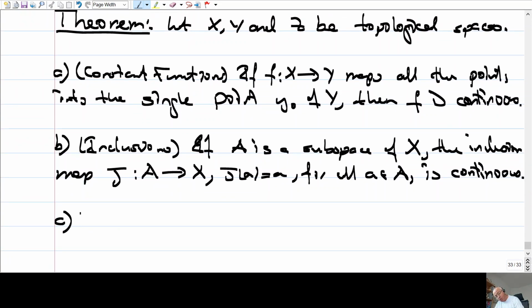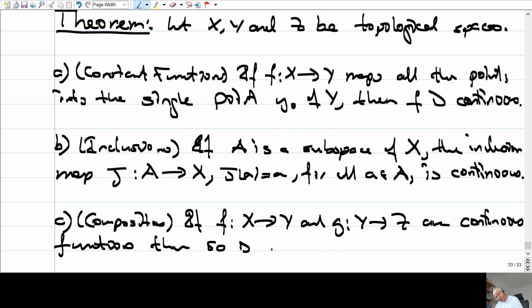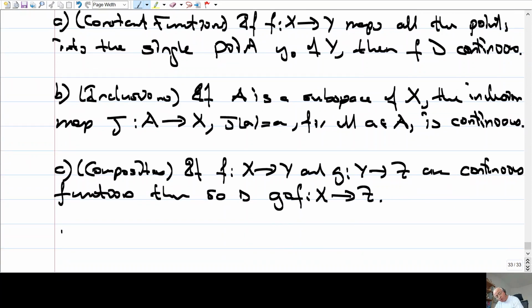Third one is composites. If f from X to Y and g from Y to Z are continuous functions, then so is the composition g composition f from X to Z. This function is also continuous. Fourth one is restricting the domain.